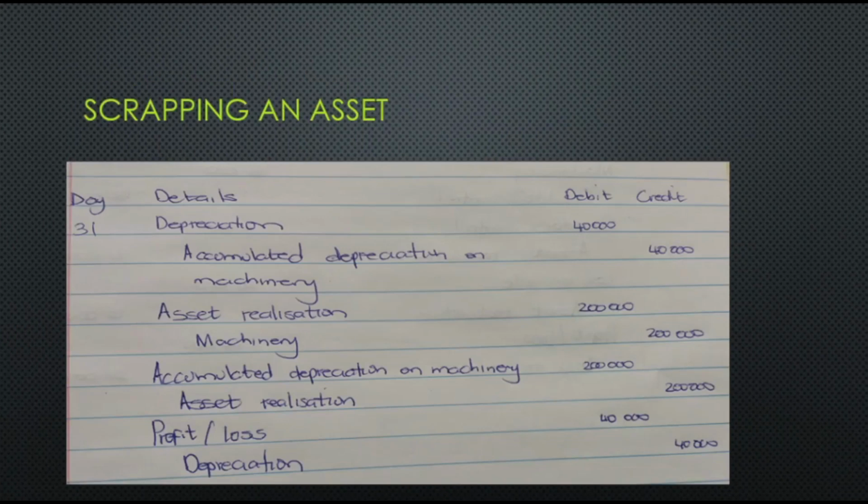Record the scrapping of the asset on 31 December 20.8 for ABC Traders in the General Journal. The information provided: on 31 December 20.8, the end of the financial year, ABC Traders decided to scrap a machine that was purchased on 1 January 20.3.